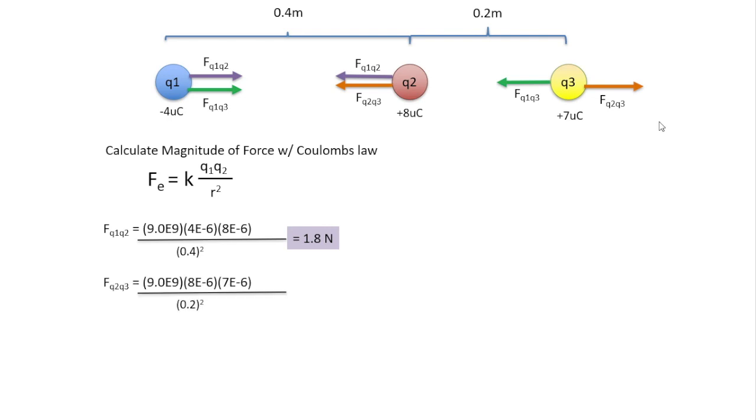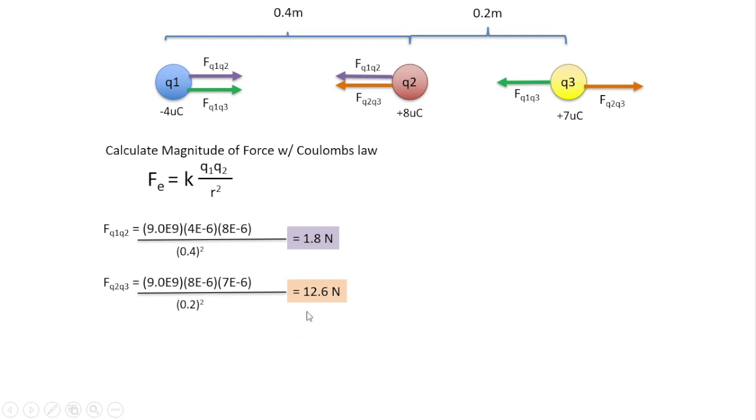Now we're going to take a look at the force exerted by Q2 and Q3 onto each other. So we know that K is still 9 times 10 to the 9th. We know that Q2 is 8 times 10 to the -6, and we know that Q3 is 7 times 10 to the -6. The distance between these two we can see right here is just 0.2 meters, and we plug that into our equation and square it. Go ahead and solve, and we find out that that force should be 12.6 newtons.